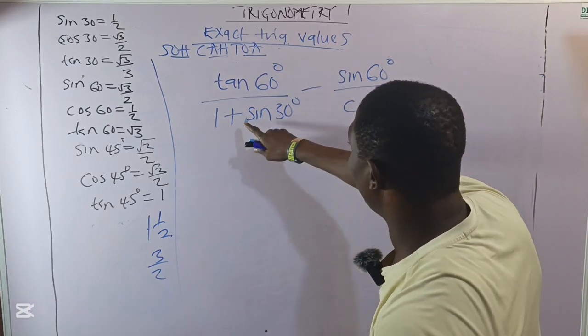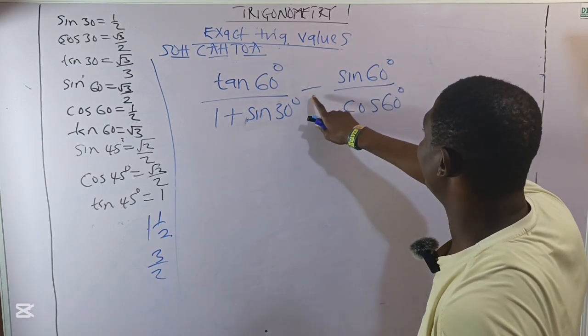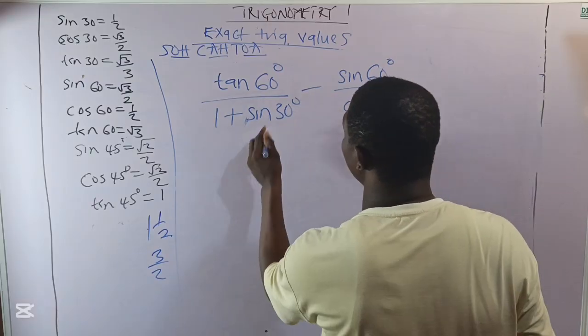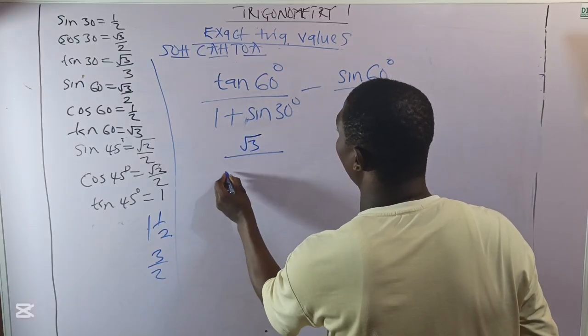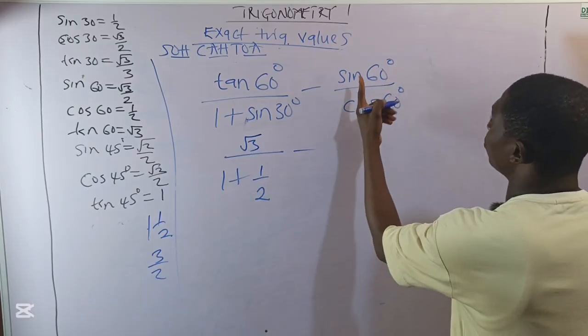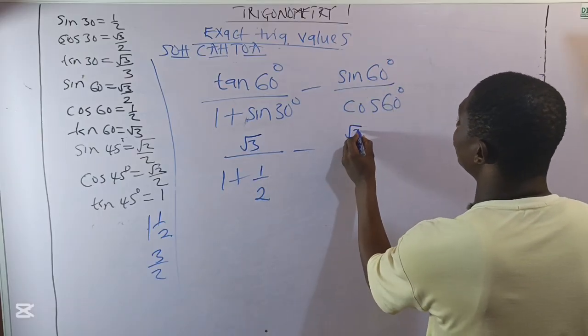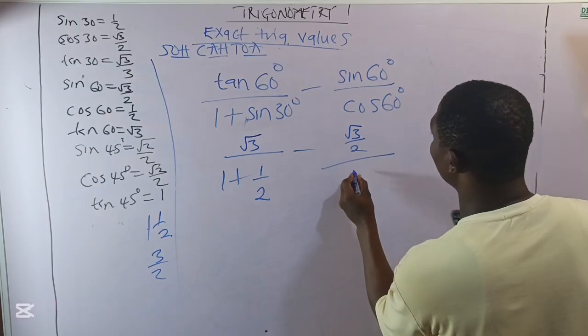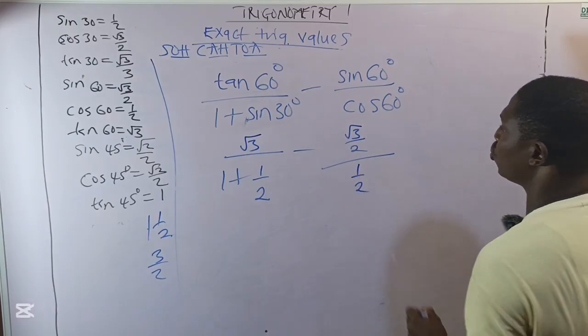Sin 60 degree all over 1 plus sin 30 degree minus sin 60 degree all over cos 60 degree. And our tan 60 is what? Root 3 all over 1 plus sin 30, 1 over 2, minus sin 60 is what? Root 3 over what? 2, all over cos 60, which is what? 1 all over what? 2.